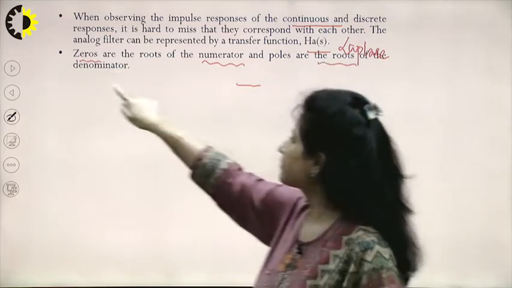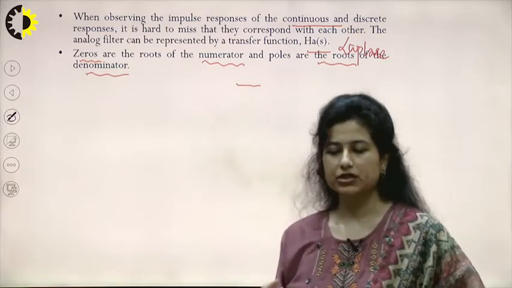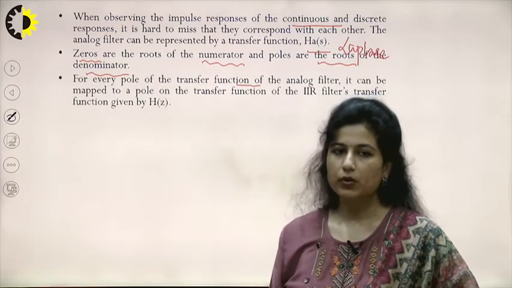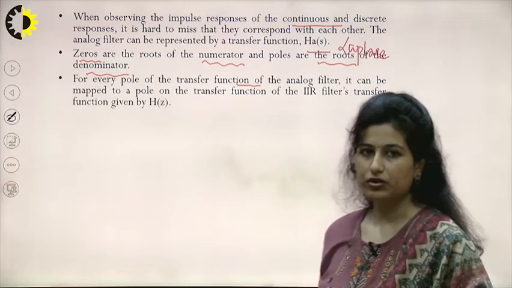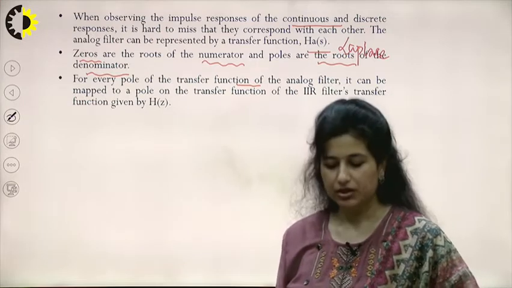That is the standard form in which we represent any transfer function whenever we are performing any structural design or the response design. So for every pole of the transfer function in the analog domain, it can be mapped to a pole of the transfer function in the digital domain itself.